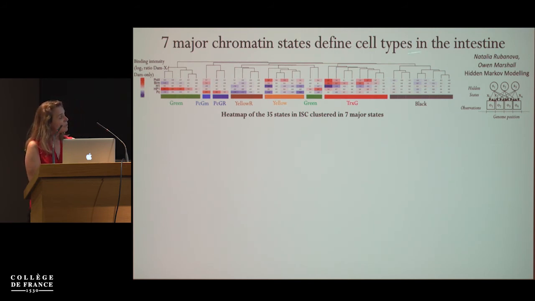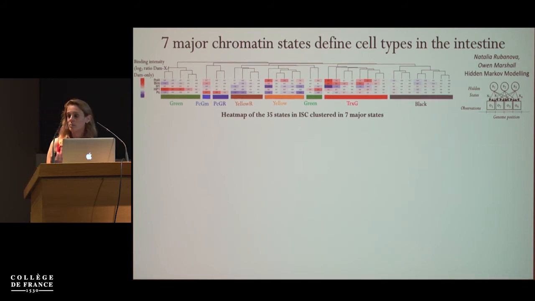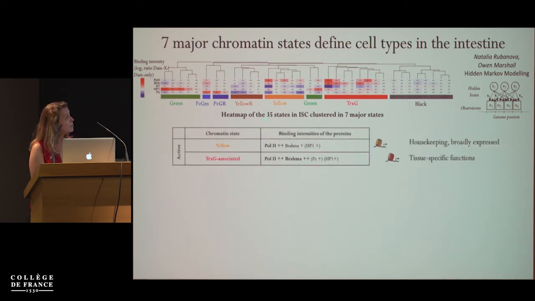So from this, they could find that there were approximately 7 major chromatin states. And again, these have many similarities with those which were previously described, which was actually what we were expecting. So we could identify 2 active states, again, a yellow, which is enriched in RNA Pol2. It's lower in Brahma. A red state that is trithorax associated, that is enriched in Brahma as well as Pol2. This tends to have more tissue-specific or developmental functions than the yellow, which is more housekeeping roles in general.